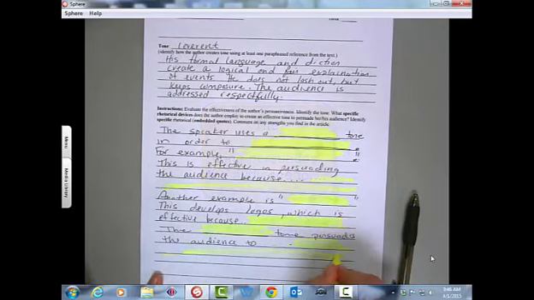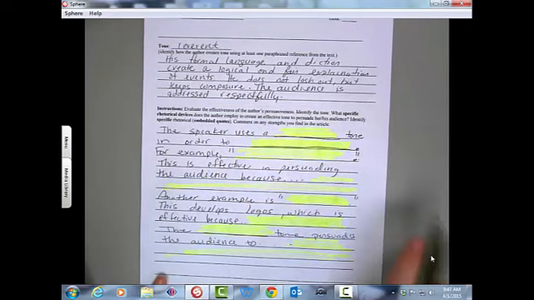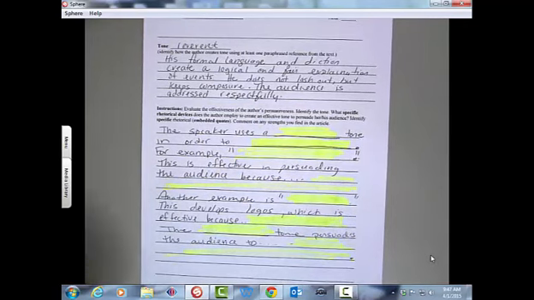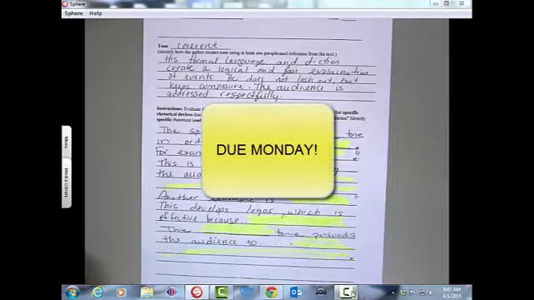So that is how I would handle this. And please go ahead and use this as notes, use this as a template, and then be prepared to turn this in on Monday.